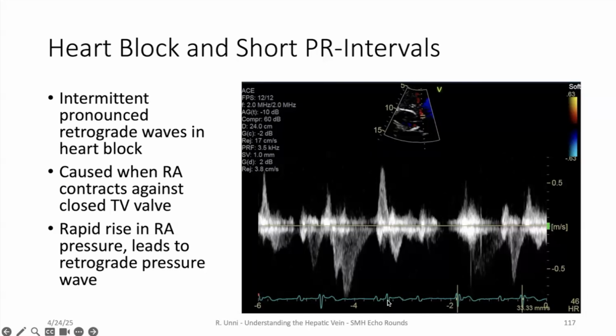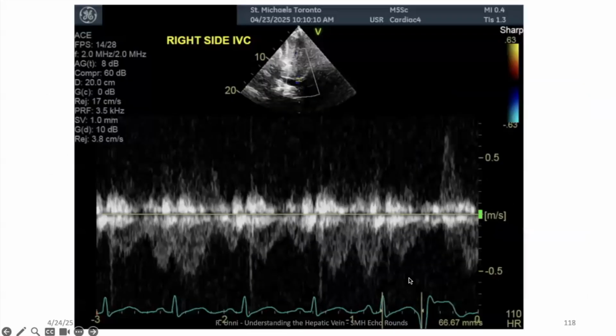That's not uncommon. Here is a similar phenomenon. You can see right at the end of the QRS there's a PVC, and you get this nice, impressive retrograde flow.